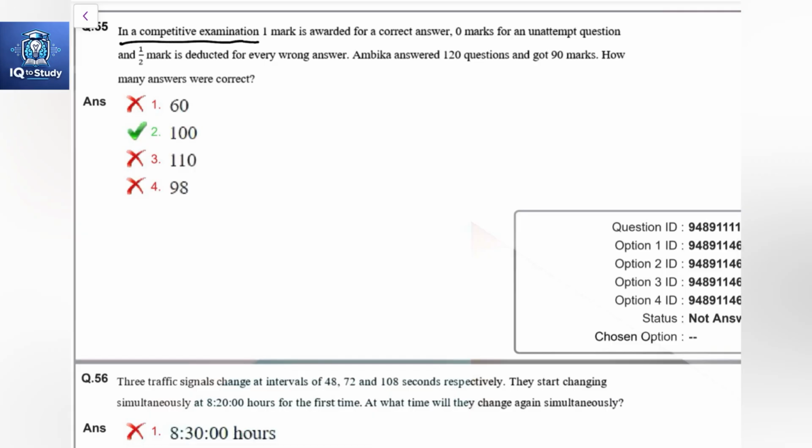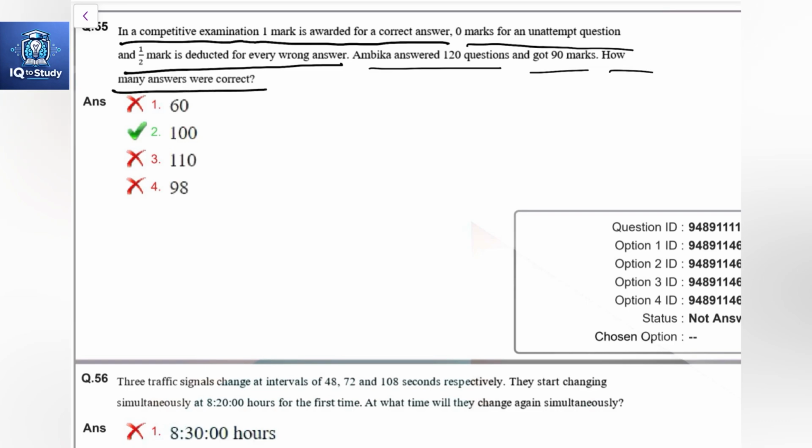In a competitive examination, 1 mark is awarded for a correct answer, 0 marks for an unattempted question, and half mark is deducted for every wrong answer. Ambika answered 120 questions and got 90 marks. How many answers were correct? Here, 1 mark for correct answer, 0 for unattempted question, and half mark for wrong answer, and she answered 120 questions and got 90 marks. So we have to find how many correct answers she has given.